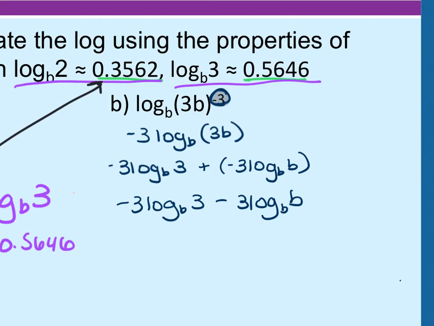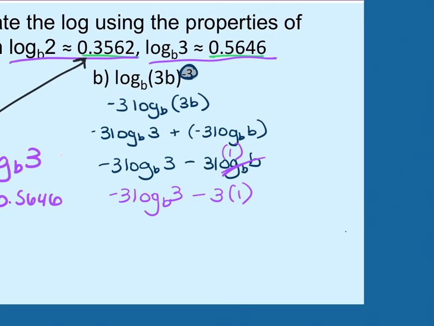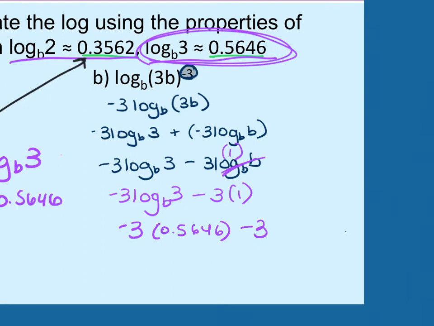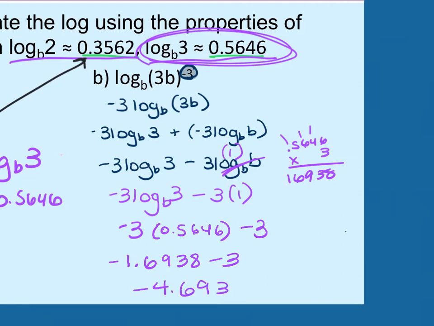Okay, so then Victor, notice what? What can I do with the B and the B? This cancels and just becomes 1. So now I have negative 3 log base B of 3 minus 3 times 1. Log base B of 3 is given to me at the top: 0.5646, minus 3. So 0.5646 times negative 3 is negative 1.6938, minus 3 is negative 4.6938.